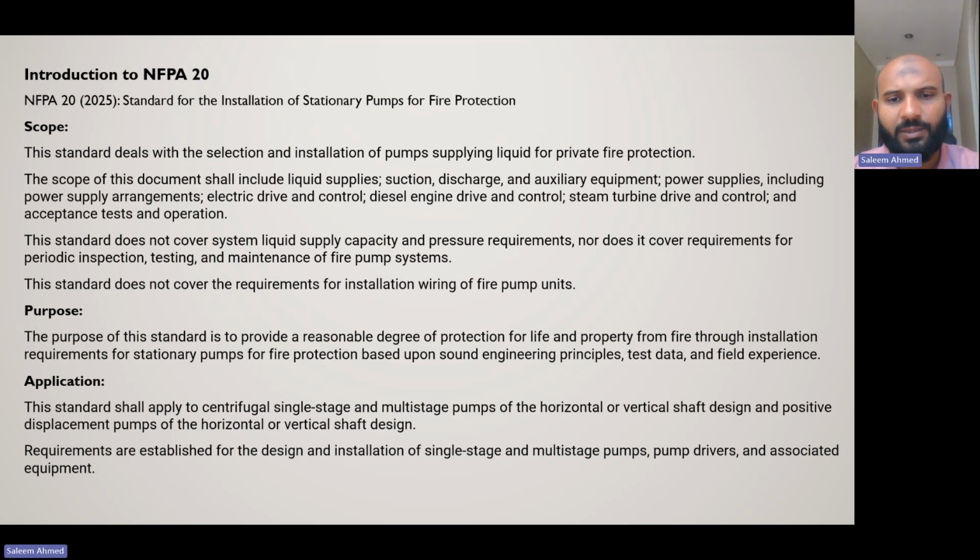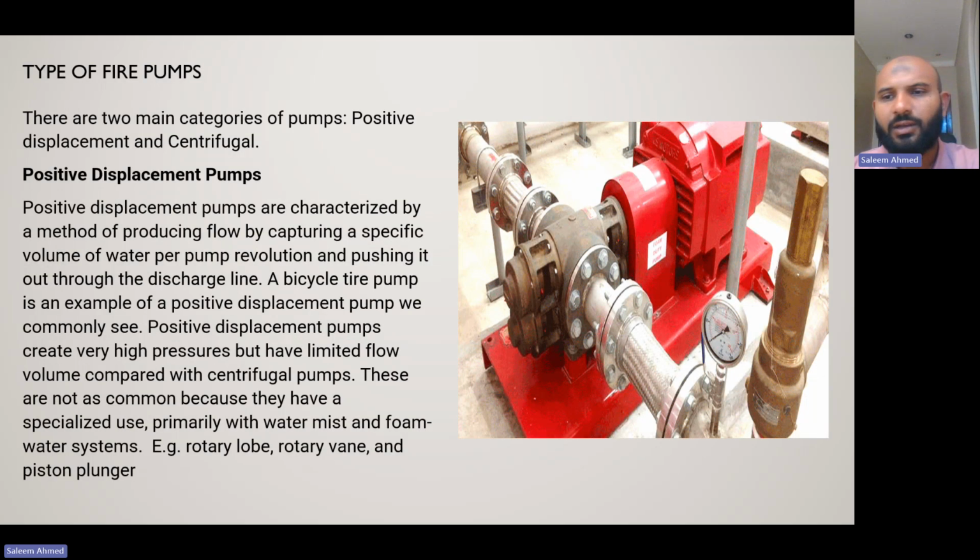Moving to the types of fire pumps. There are two major types of fire pump, two main categories, namely positive displacement and centrifugal type. Positive displacement pumps are characterized by a method of producing a flow by capturing a specific volume of water per pump revolution and pushing it through the discharge line.